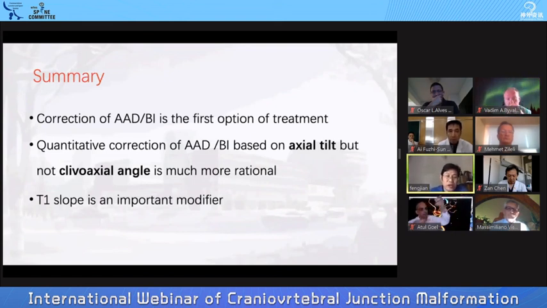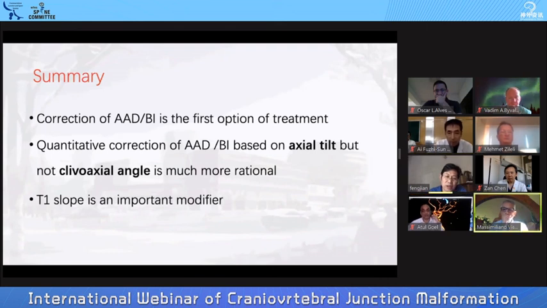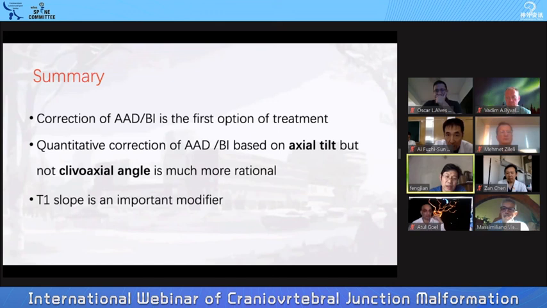In summary, for correction of atlantoaxial dislocation with basilar invagination, the first option of treatment is the anterior-posterior approach. In our center, we prefer to use the direct posterior approach as described by Dr. Goel. Quantitative correction for atlantoaxial dislocation with basilar invagination based on axial tilt, but not clivo-axial angle, is much more rational. The T1 slope should be another important modifier.